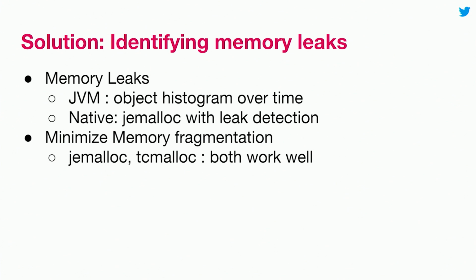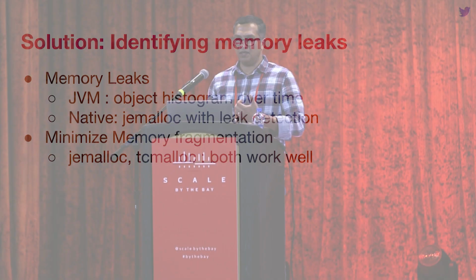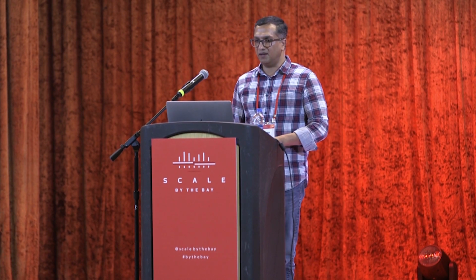If it's a native leak in the C++ code, then we use je-malloc, which is an allocator. It's quite easy to use in Linux. All you need to do is set an environment variable and then launch your process. It overrides the C++ linked allocator and uses je-malloc. Then you can instrument je-malloc to give you leak reports. That's been working very, very well for us.